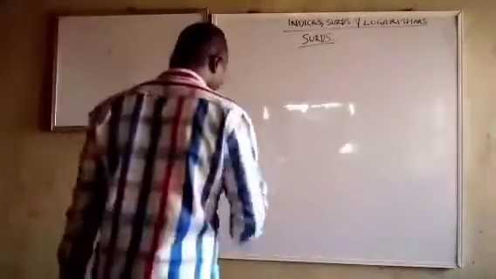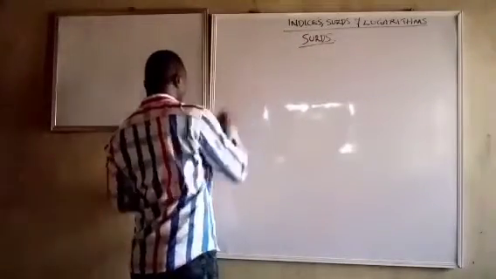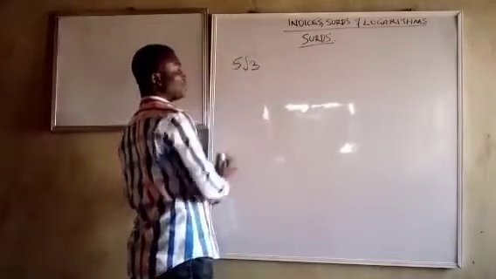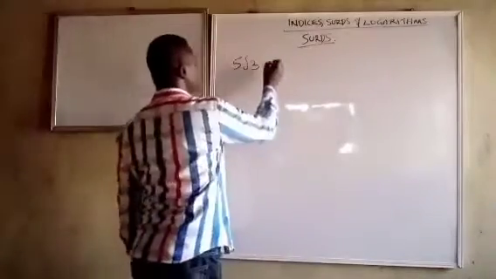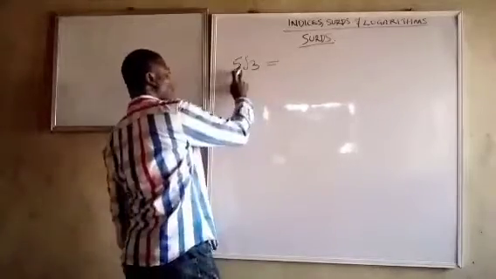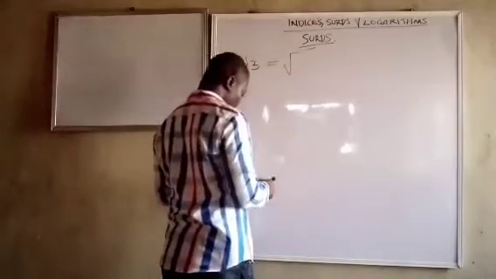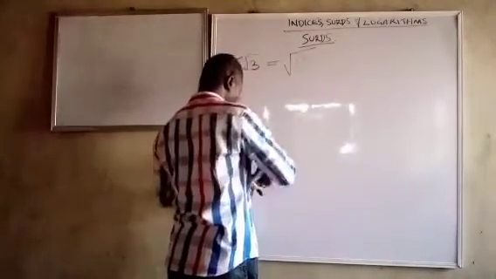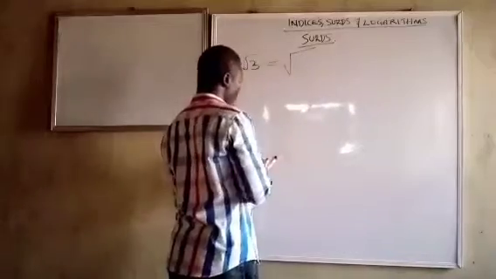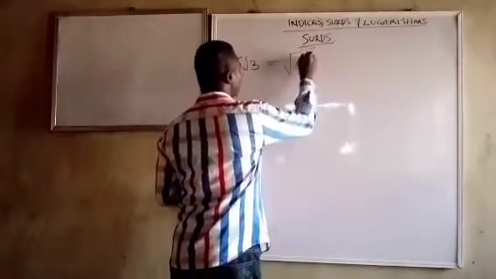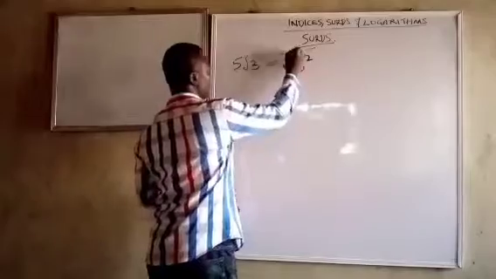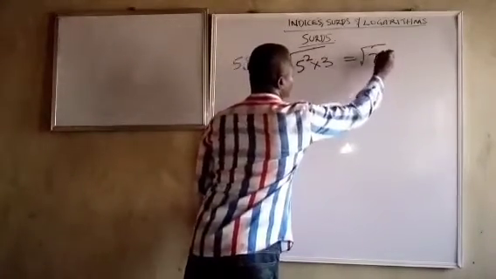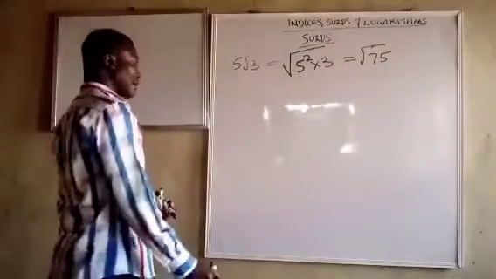Now let's look at another example. I think we have something like 5 root 3. I have to convert it so that everything is fully under the square root sign. For this one to come in, I'm going to add it like this: 5 squared, because this 5, once it enters the square root sign, is squared, times 3, which is root of 75.